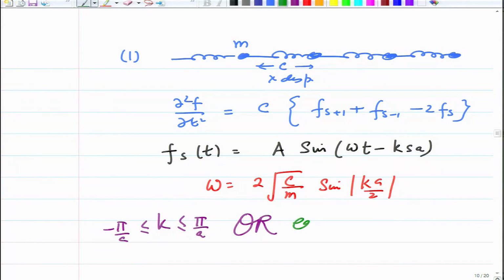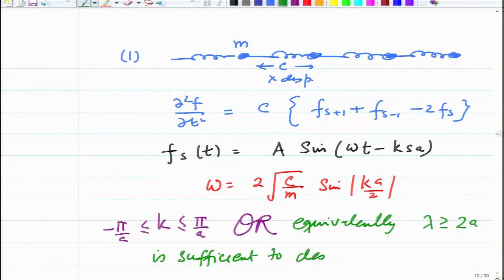or equivalently, lambda greater than or equal to 2a is sufficient to describe the motion in this discrete lattice.